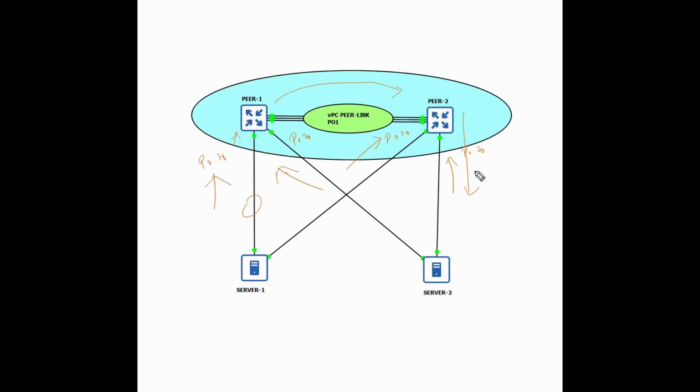This is a VPC loop prevention mechanism, and we will discuss this in the upcoming section related to VPC failure scenarios. So in our upcoming sections, we will discuss various failure scenarios related to VPC domain. For example, what happens if the VPC peer link goes down? What happens if the peer keep alive goes down? So we will discuss these scenarios in the next module.